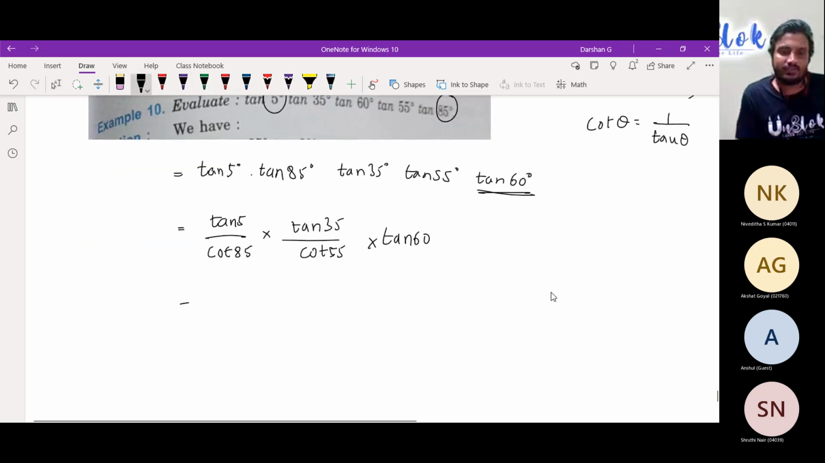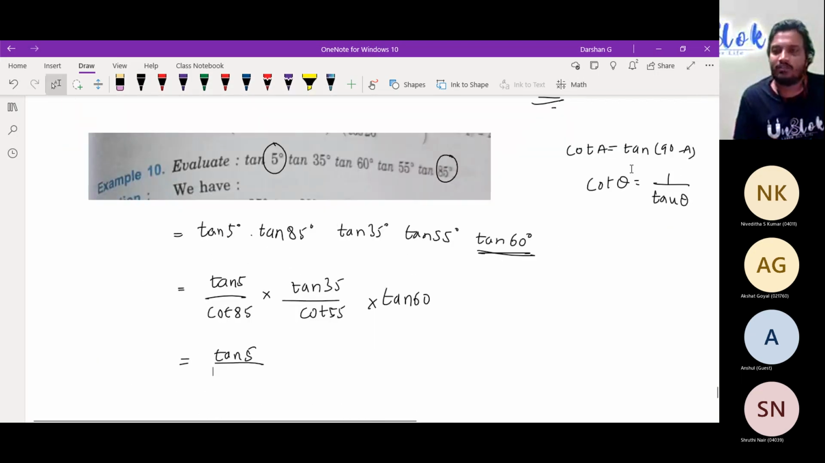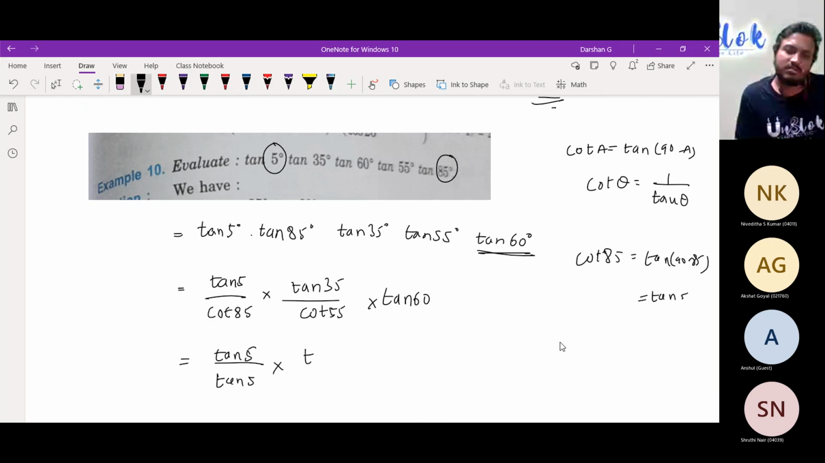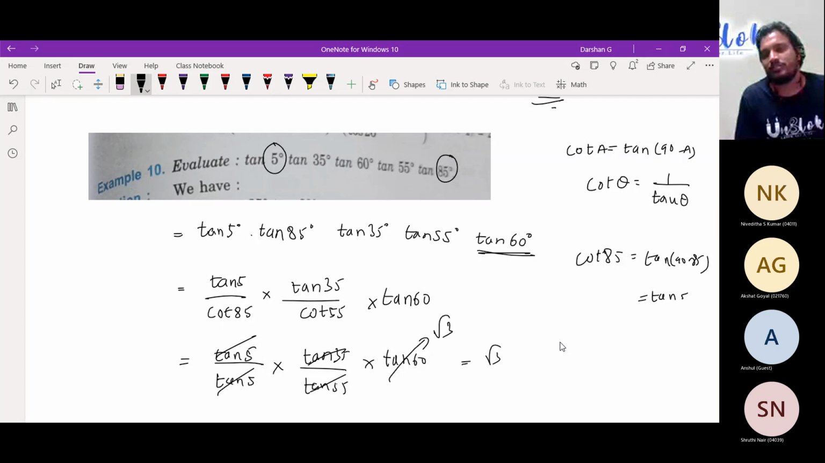Next part, I'm writing this as tan 5, and I know cot 85 can be written as tan 90 minus 85, which is nothing but tan 5. So I can write it as tan 5 into, similarly, tan 35 divided by tan 35. Anybody with the answer? Sir, is it root 3? Correct. It's root 3 is the answer because tan 60 is basically root 3. So the answer for this is root 3.